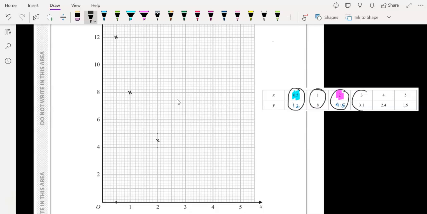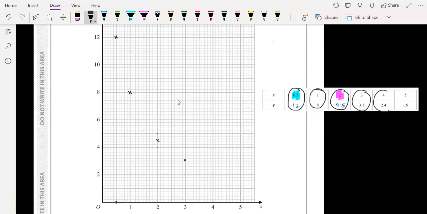At 3, it is 3.1. So x equal to 3, it is 3.1. So this point is 2, this is 3. Each line is 0.2, so 3.1 will be in between.